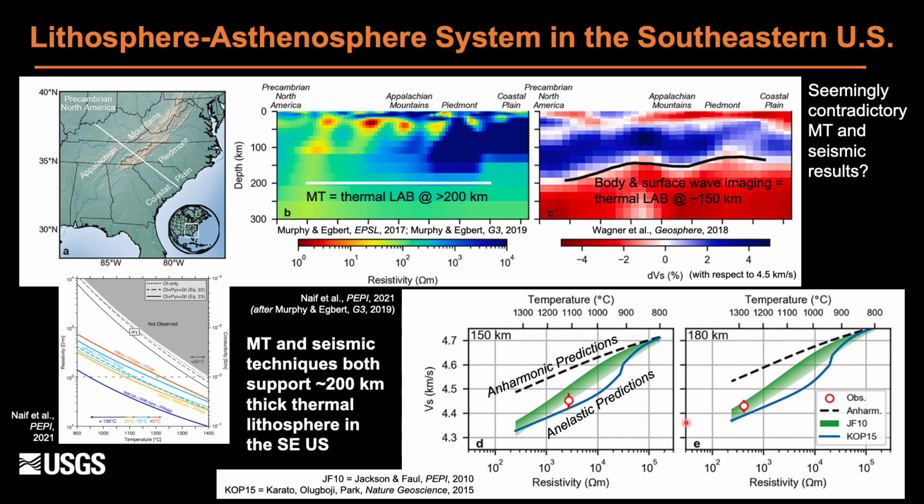So the seismic results here aren't giving us direct insights into the depth extent of the lithosphere and the location of the thermal lithosphere-asthenosphere boundary. It's only when combining the seismic results with the MT results that we're able to really understand what the lithosphere-asthenosphere system looks like here.